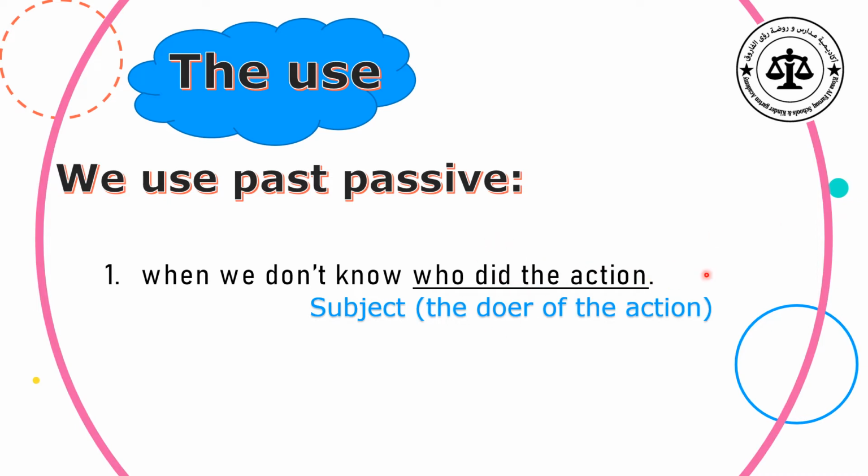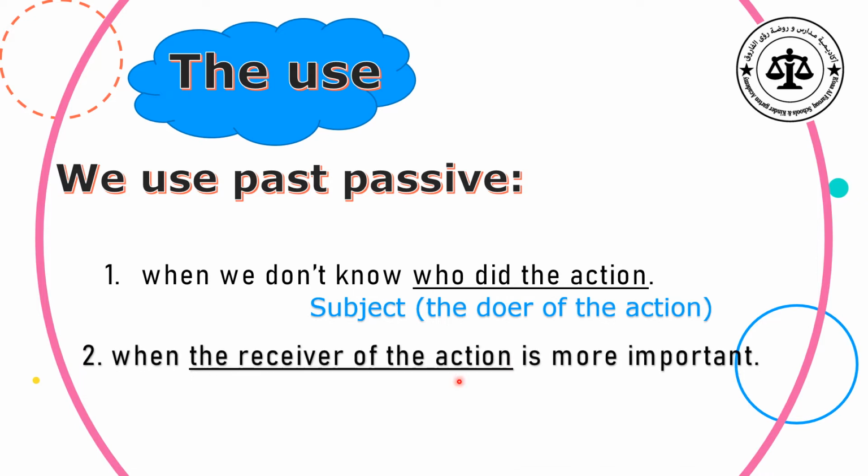And we can use past passive when the receiver of the action is more important than the subject. The receiver of the action, which means object. So, the use of past passive when we don't know the subject and when the object is more important than the subject. Okay?